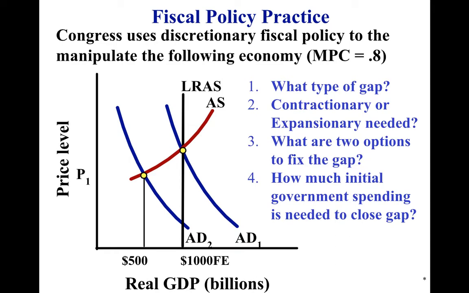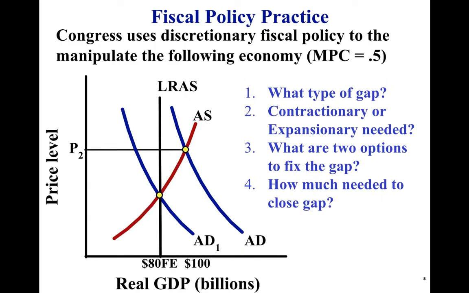So we know that's the left side of the equation. So 500 equals multiplier times initial change. We're trying to figure out the initial change. We can figure out the multiplier because we have MPC of 0.8. So 1 over 0.2, because it's always 1 over MPS. So 1 over 0.2 equals 5, right? So 5 times X equals 500 billion. So we increase spending by 100 billion.